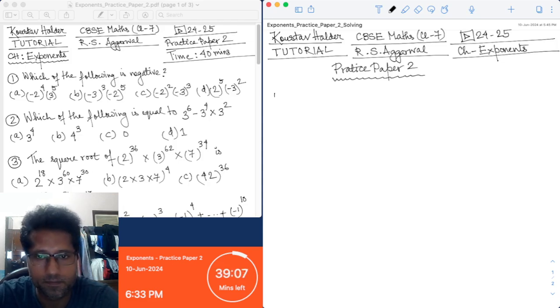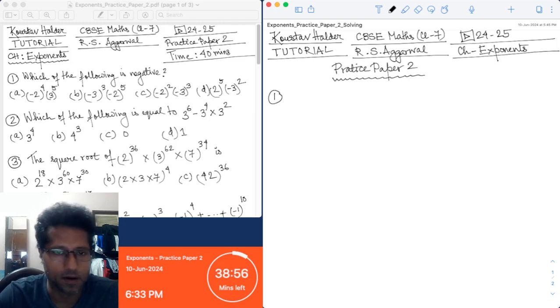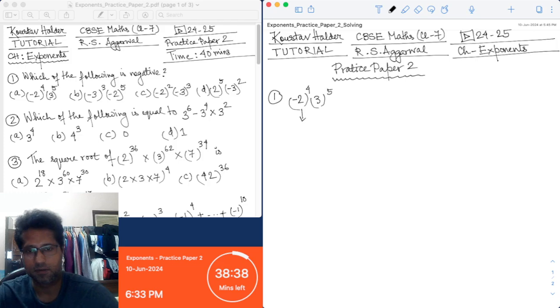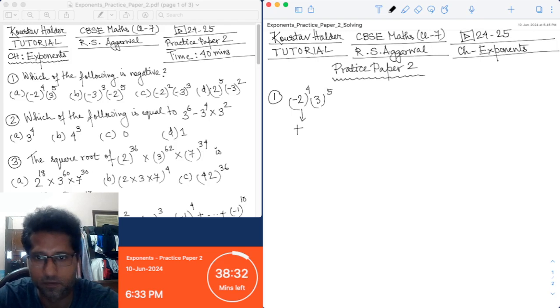The first one is, which of the following is negative? Now, to decide whether a number in the exponential form is negative or not, we have to only consider those exponentials where the base is negative. In this number, we will only consider whether this is negative or not. Now the base is negative, but the power is even. So definitely this is positive. So this is not a negative.